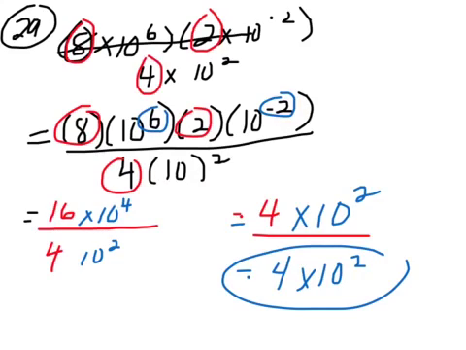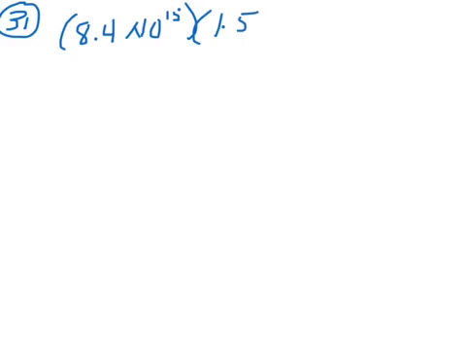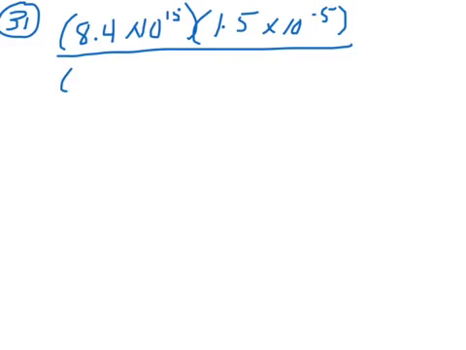Let's look at number 31. 31 is similar. This time I noticed they're giving me 8.4 times 10 to the 15th. They're going out 1 decimal place. And then I've got 1.5 times 10 to the negative 5. And then there's my fraction bar. And then 4.0 times 10 to the 4th. And 1.2 times 10 cubed.